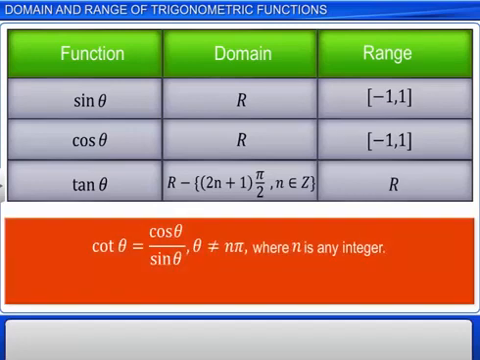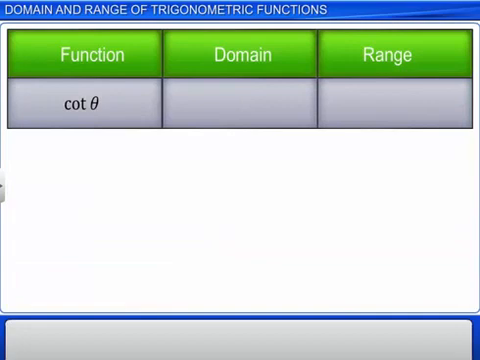Cot theta is equal to cos theta divided by sin theta. It is defined when sin theta is non-zero. Now, sin theta is 0 when theta is equal to n pi. Therefore, cot theta is defined for all theta belonging to the set of real numbers not equal to n pi, where n is any integer. This is the domain of cot theta, and the set of real numbers is the range of cot theta.